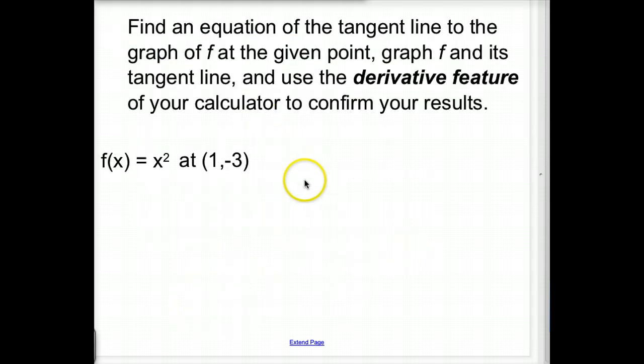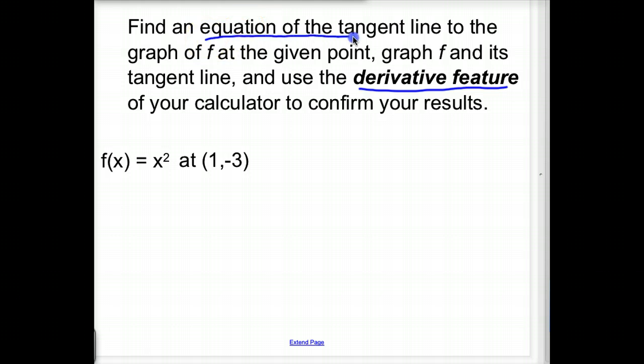Find an equation of the tangent line to the graph of f at the given point. Graph f and its tangent line and use the derivative feature on your calculator to confirm your results. Yes, your calculator has a derivative feature. Okay? So find an equation of the tangent line to the graph of f.